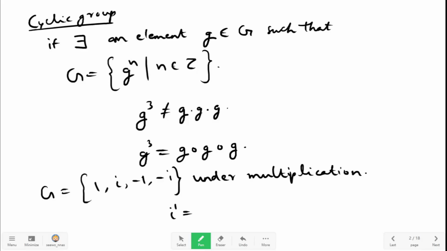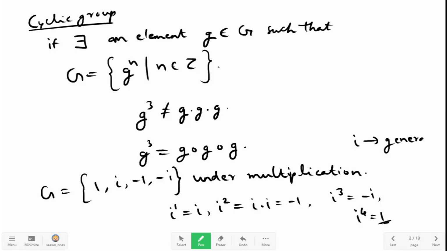So i raised to 1 is equal to i. i square, where the operation here is multiplication, is i into i, which is equal to minus 1. i cube is equal to minus i. i raised to 4 is equal to 1. So we are obtaining all the other elements by the repeated application of the group operation on the element i. Therefore i is called a generator. There can be more than one generator in a group.